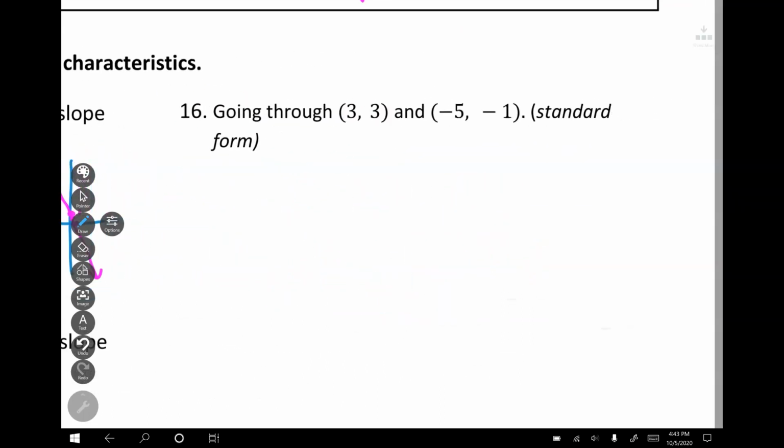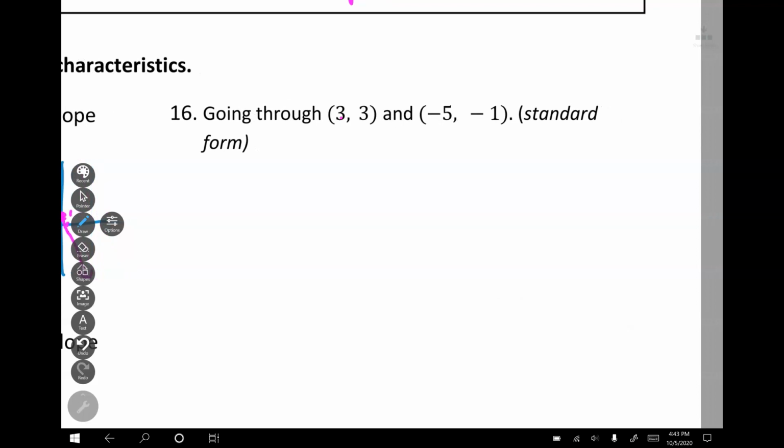All right, number 16, going through (3, 3) and (-5, -1). And we want to write this one in standard form. So this is going to be your x1, y1, and we have another point, so we'll call that x2, y2. Now when you're given 2 points, and you don't have the slope, you're going to have to use those 2 points to first find the slope.